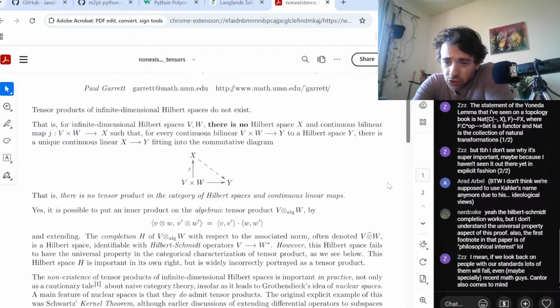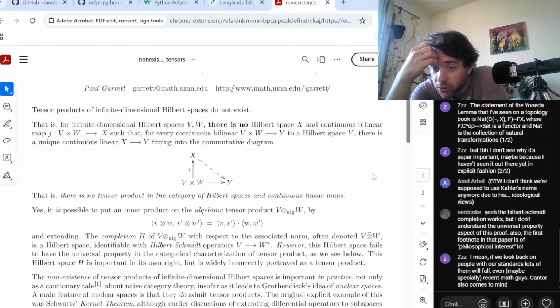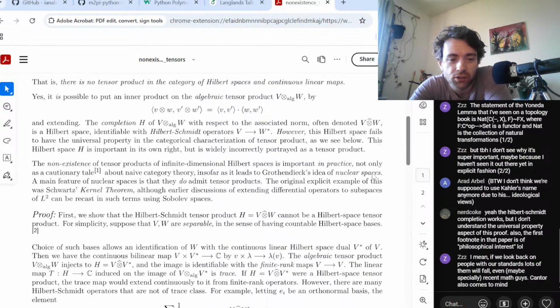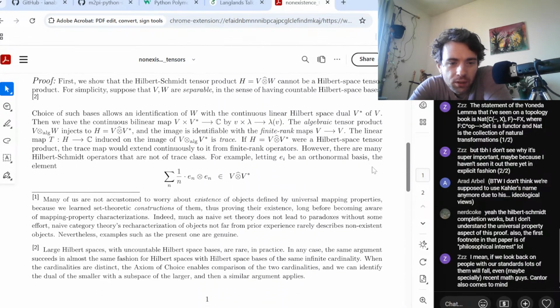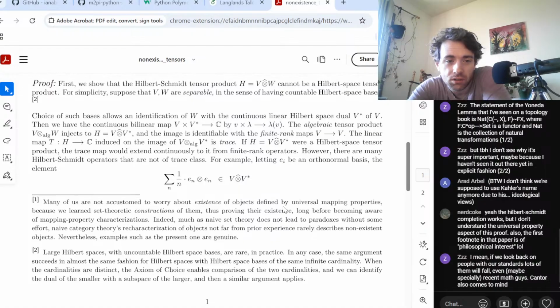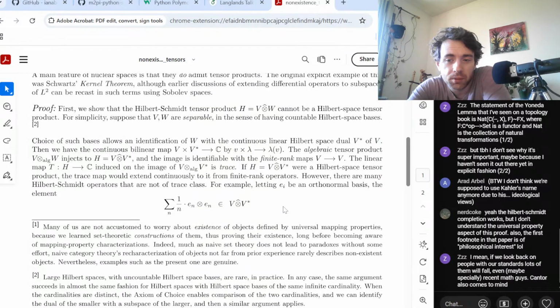Hilbert-Schmidt completion works, but you don't understand the universal property aspect of the proof. Also, the first footnote in the paper is of philosophical interest. Where is that? The first footnote. Many of us are not accustomed to worry about the existence of objects defined by universal mapping properties because we construct them. I'm not sure I understand. Yeah.